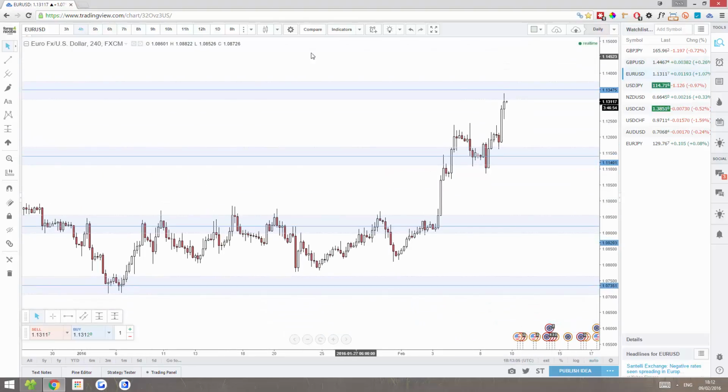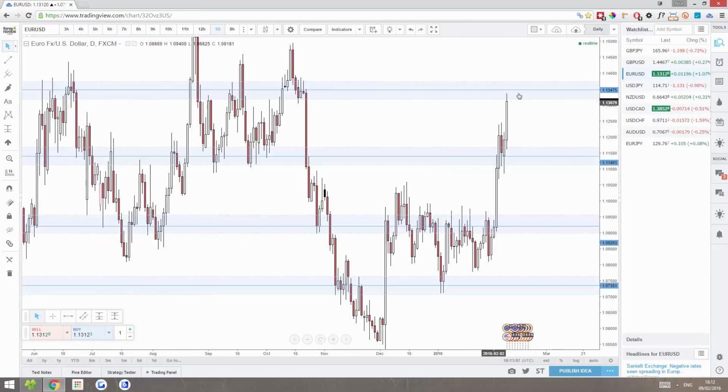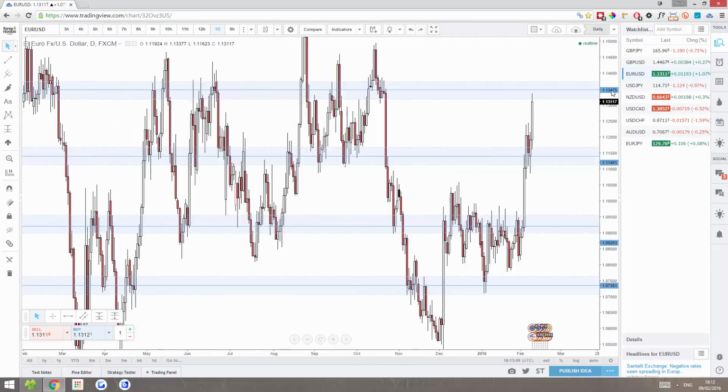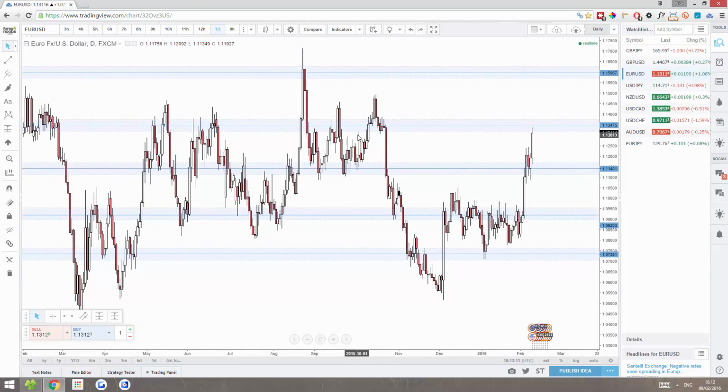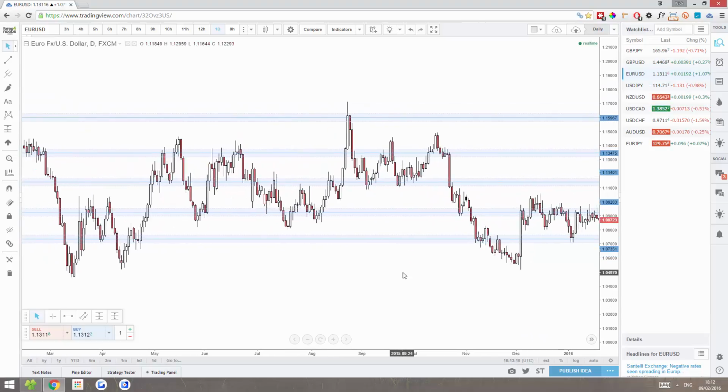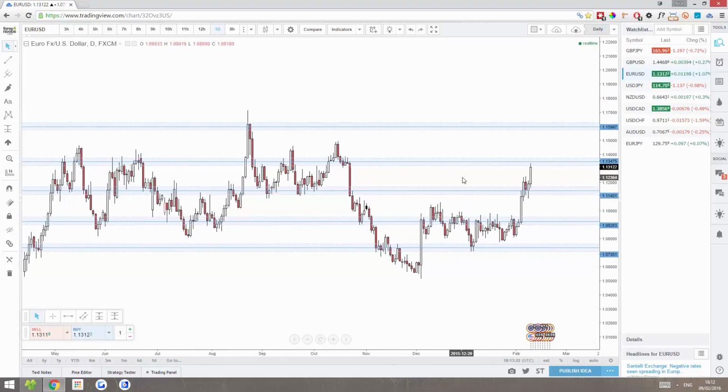EURUSD. What's EURUSD doing? It's heading into an area of resistance. And it's a pretty decent area of resistance, really. Now, some people are going to disagree with me on this area of resistance. Why do I have my area of resistance here? Shouldn't it be up here because of those bounces?